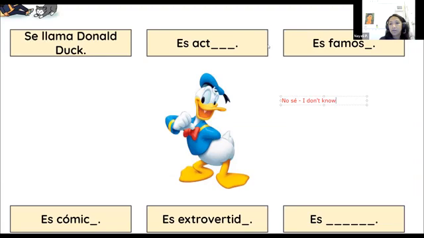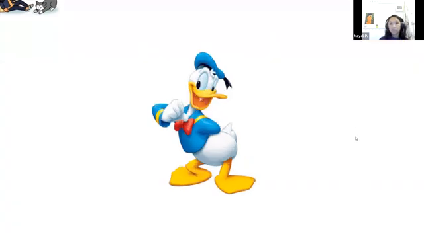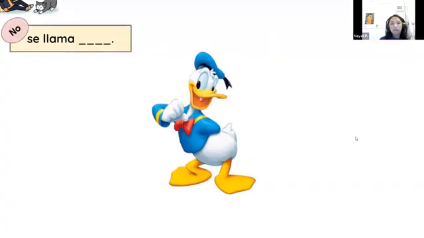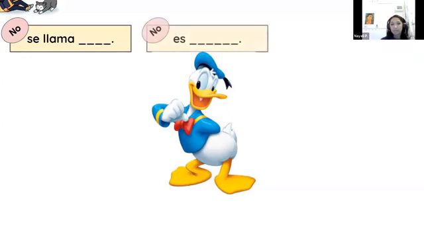It's gonna clear. 1, 2, 3. Donald Duck. Oh, no se llama George Clooney. No se llama Mickey Mouse. No se llama Will Smith. No es.